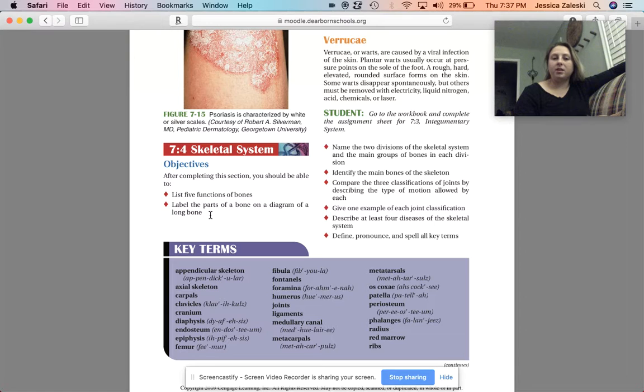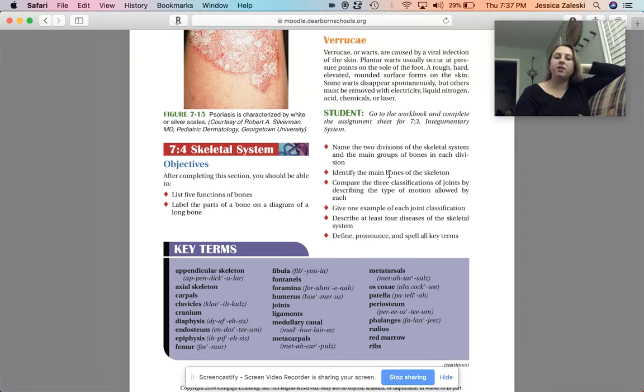You'll be able to list at least 5 functions of bones. The bones are very important to our body in more ways than one, which we'll see. You'll be able to label the parts of a bone on the diagram of a long bone. A long bone is like your humerus or your femur in your leg. You'll be able to name the 2 divisions of the skeletal system and the main groups of bones in each division.